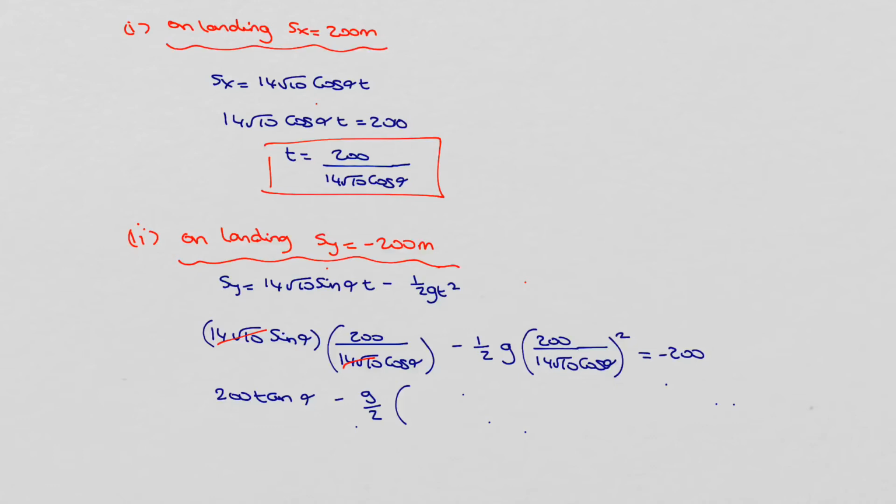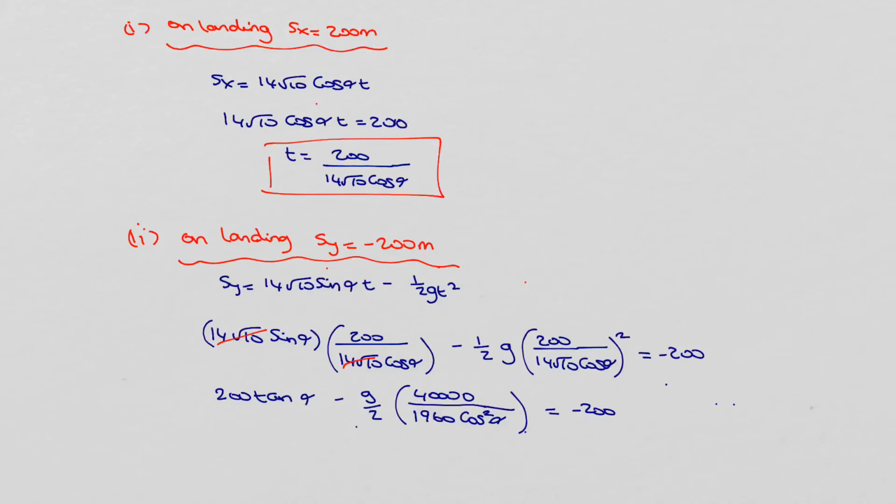and 200 squared is going to be 40,000, and that's over 14 root 10 squared, and 14 root 10 squared is 1960, and that's over cos squared alpha, and then that equals -200.